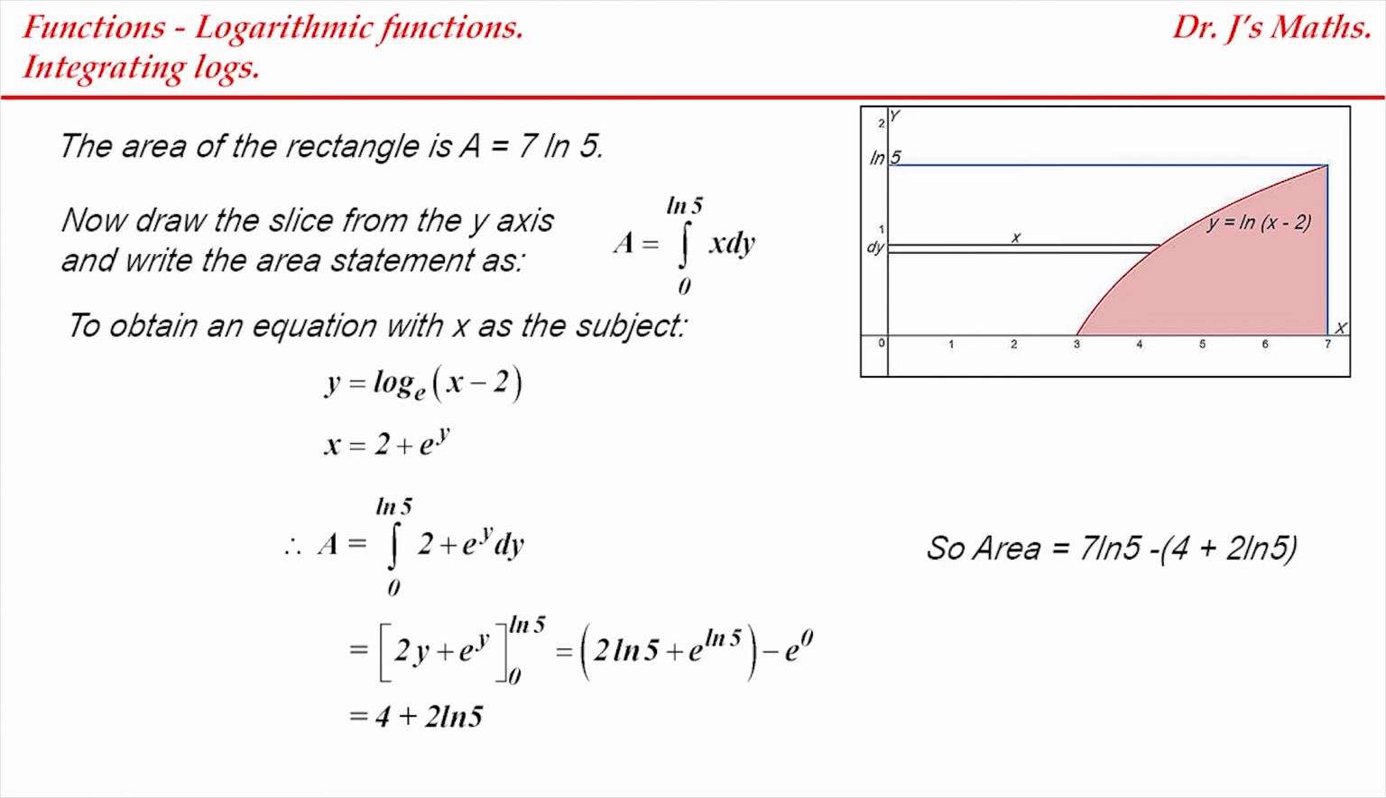Just finishing by going back to our original concept of our approach to this question, we're going to find the area is equal to the area of the rectangle, 7 ln 5, minus the area we just calculated, which is 4 plus 2 ln 5. We simplify that by the log 5s reducing, so we have 5 ln 5 minus 4 units squared.